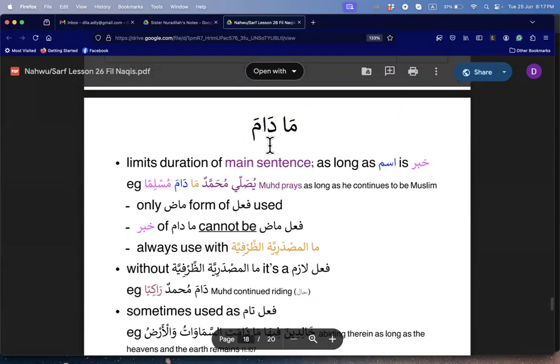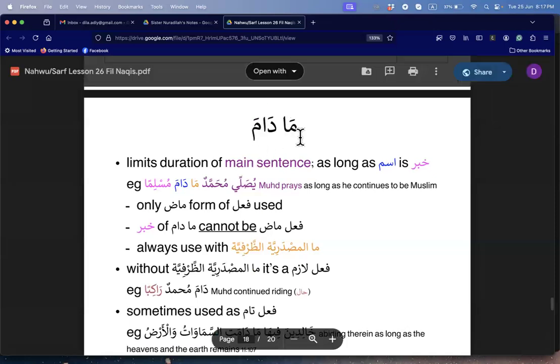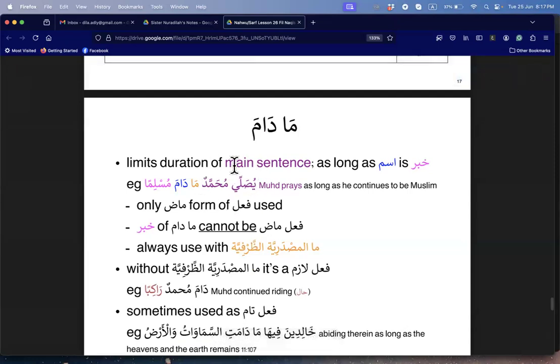So madama, basically as long as. It is always going to be in the middle of a sentence, connected to something else, like the main sentence. So here you have Yusalli Muhammadun, Muhammad prays. And then madama musliman. Here this is fi'il naqis. So you have your ism of it and your khabar, muslimat here. The ism is huwa inside here.